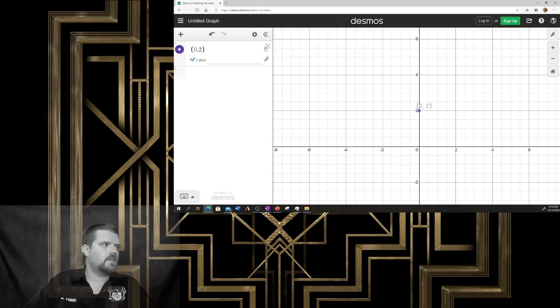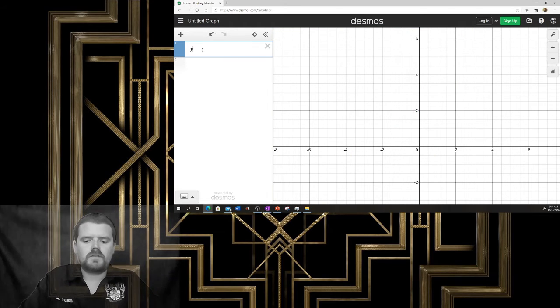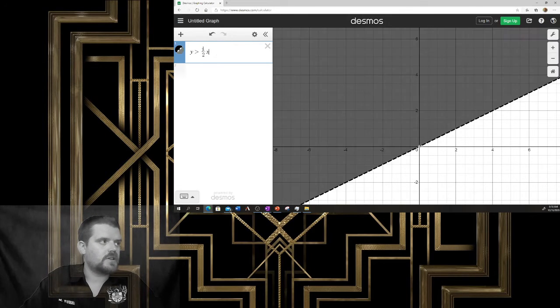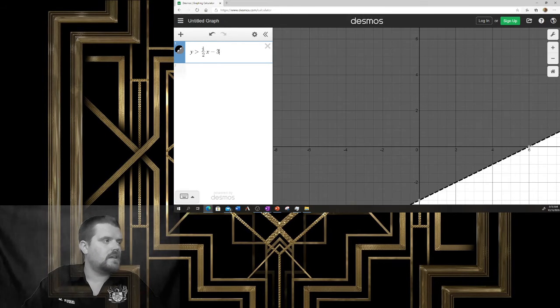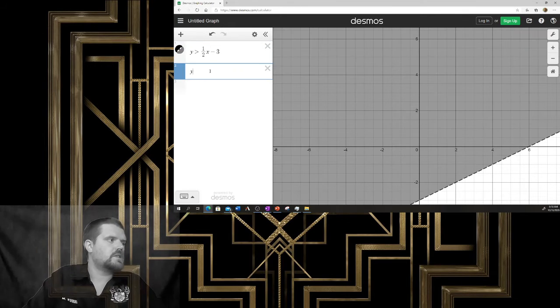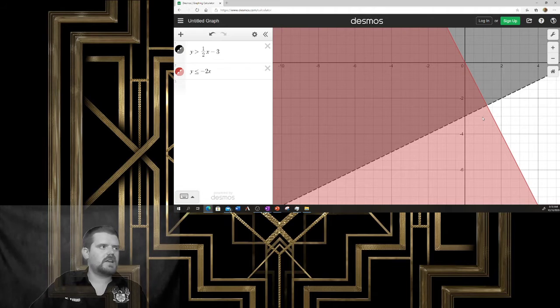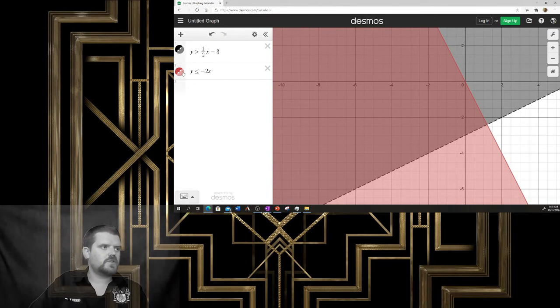Get rid of these. And if you would like, if you're doing this on paper, if you want to rewrite it in slope-intercept form, that's good. Y is greater than 1/2 x minus 3, and y is less than or equal to negative 2x. Okay. So one inequality I'm shading above, one inequality I'm shading below. Again, my solutions here are where the two shadings overlap, so above that line and below that line is my big section here on the left.